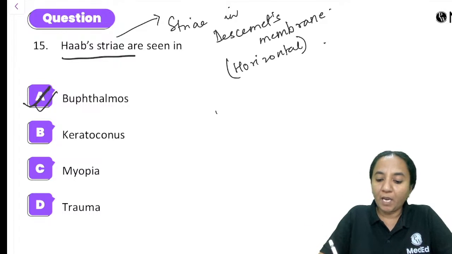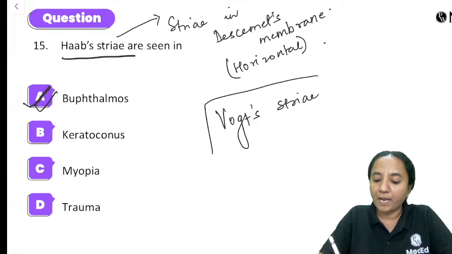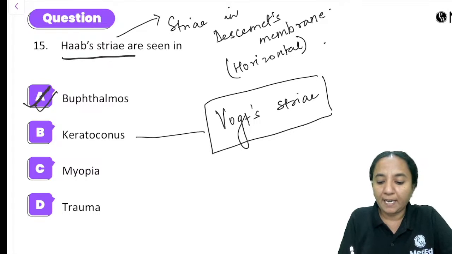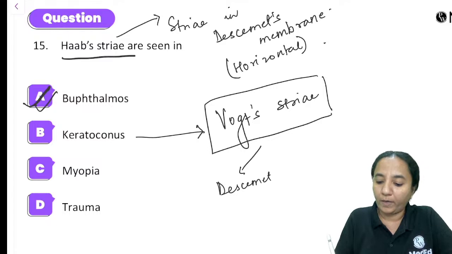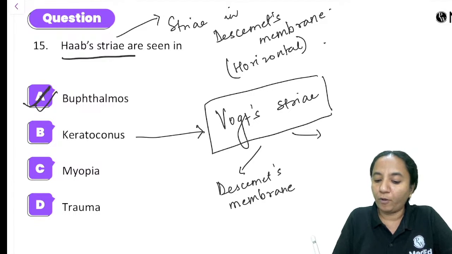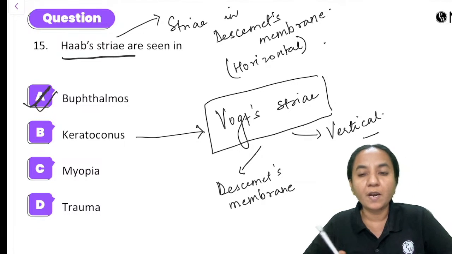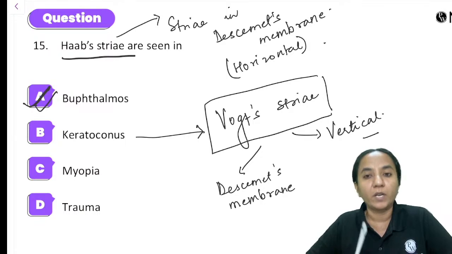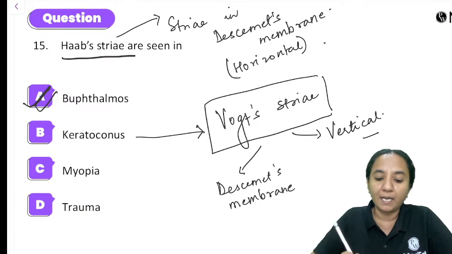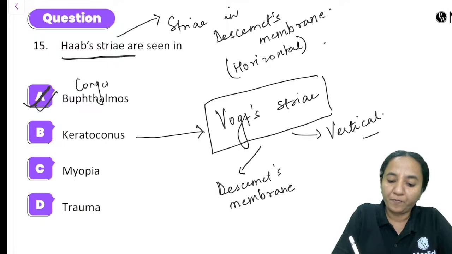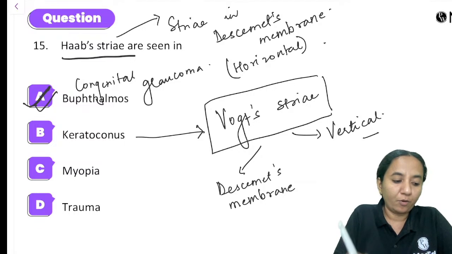And one more type of striae which is asked is Vogt's striae. So out of these conditions, where do we get to see Vogt's striae? Please remember, Vogt's striae are seen in keratoconus. They are also striae in the Descemet's membrane due to the stretching of the cornea, but they are vertical. So we remember it as H for H and V for V. Haab's striae in the Descemet's membrane are horizontal. Vogt's striae are vertical and seen in keratoconus. So Haab's striae in congenital glaucoma or buphthalmos, and Vogt's striae in keratoconus.